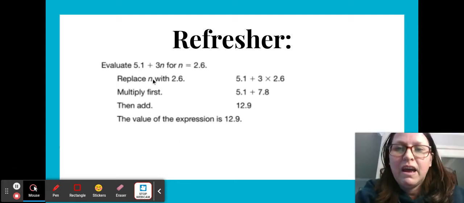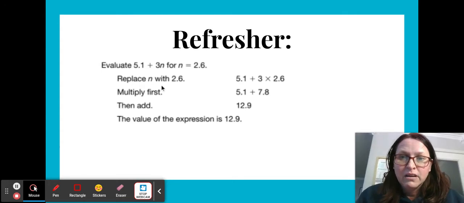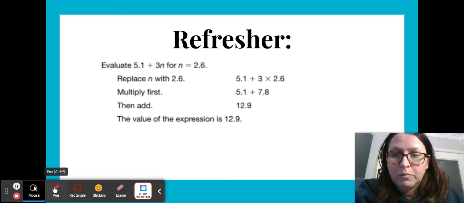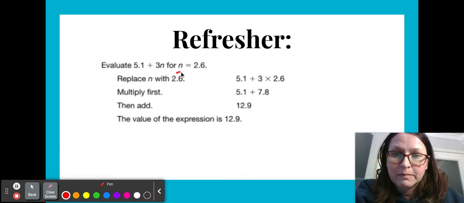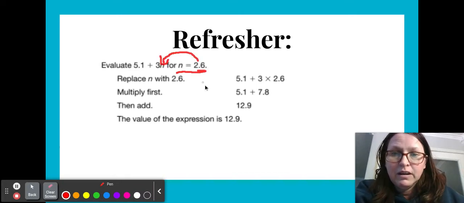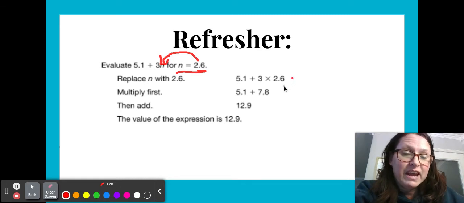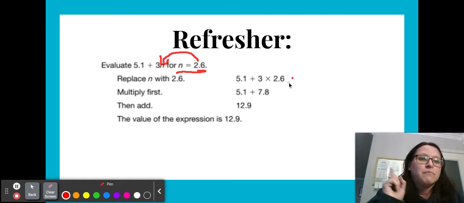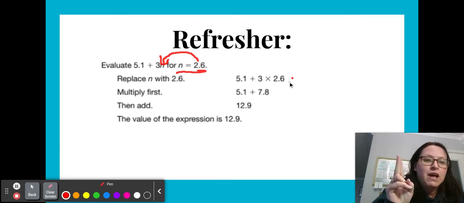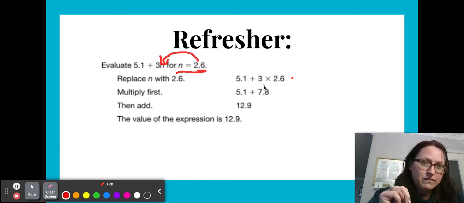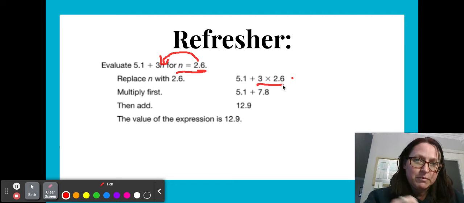Here's an example. So I have 5.1 plus 3n, for n equals 2.6. In this problem, you have to substitute 2.6 in for n right here. So now I've substituted it in this row. The next thing I have to do is order of operations. I don't have parentheses, I don't have exponents, but I do have multiplication and division. So I have to solve my multiplication problem.